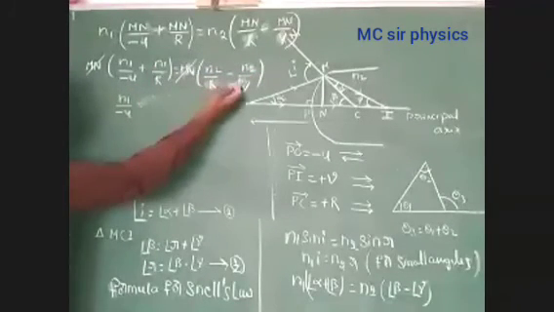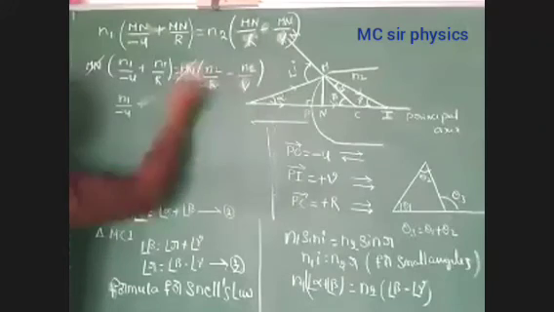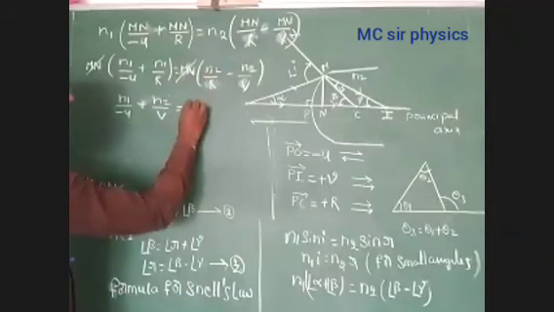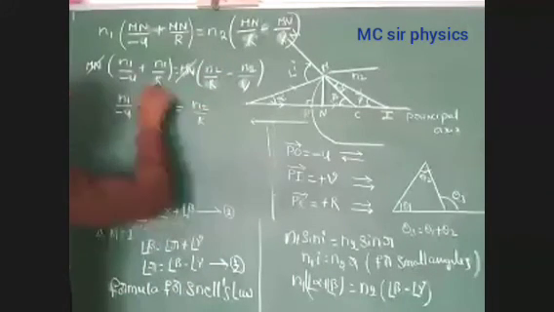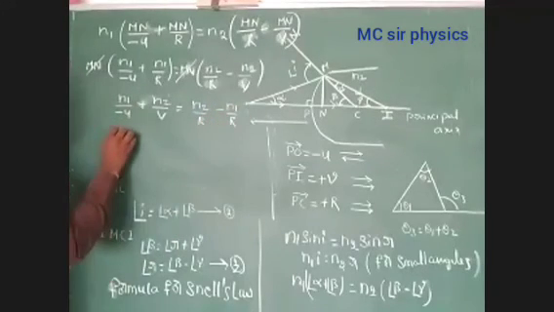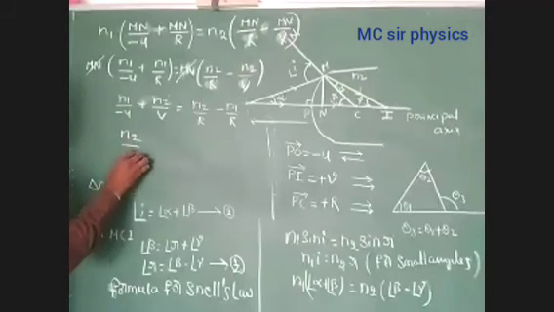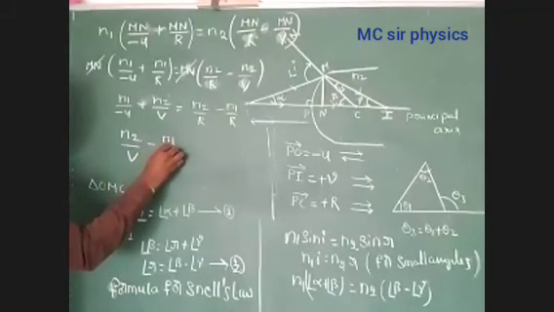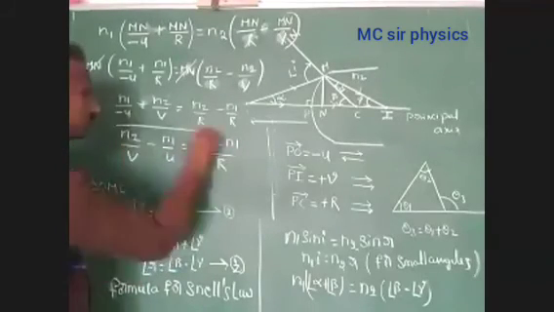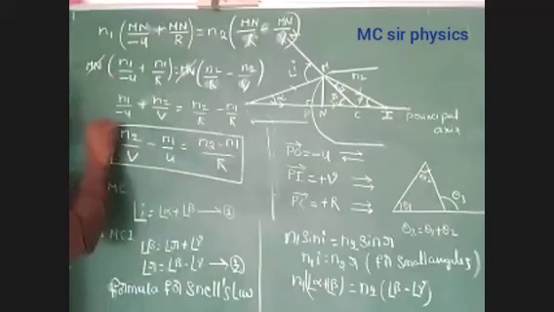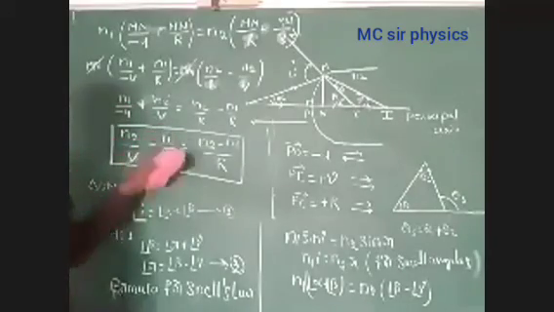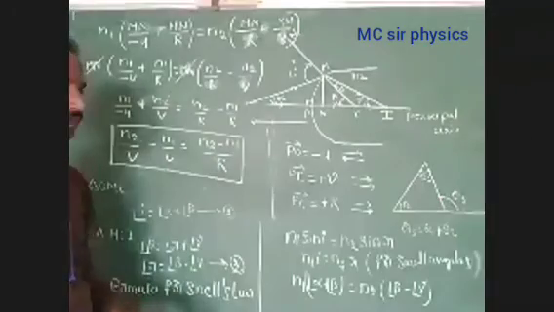Understood? Now you have to identify minus n2 by v, come to the left-hand side, plus n2 by v equals n2 by R, plus n1 by R, come to the right-hand side, minus n1 by R. Right, here n2 by v minus n1 by u equals (n2 minus n1) divided by R. This is the formula for a concave curved surface: n2 by v minus n1 by u equals (n2 minus n1) by R.